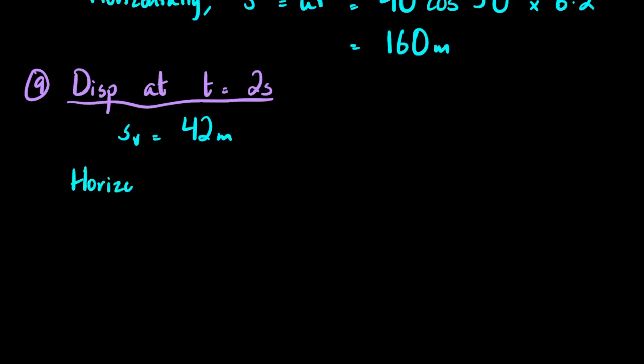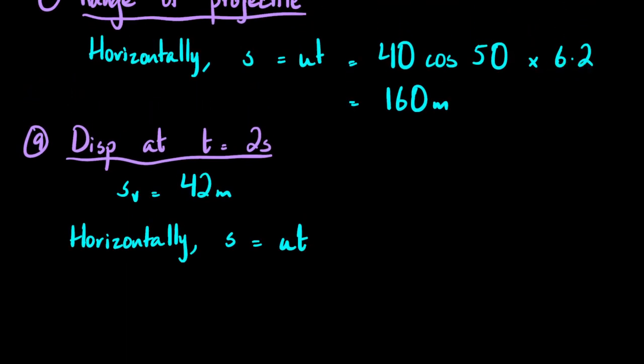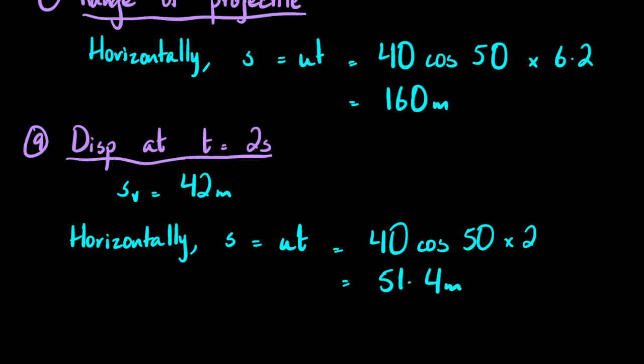So horizontally, we have t equals 2. So again, we can just use S equals ut. So just the equation above, but instead of 6.2 as the time, we'll be using the time 2. So 40 cos 50 times 2, which turns out to be 51.4 meters. And just to avoid rounding errors, let's use more significant figures with the vertical displacement. So this was actually 41.7 meters.